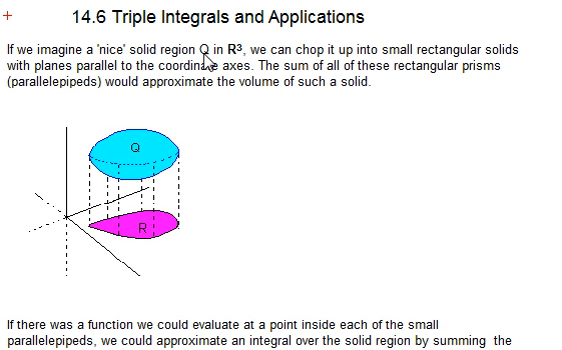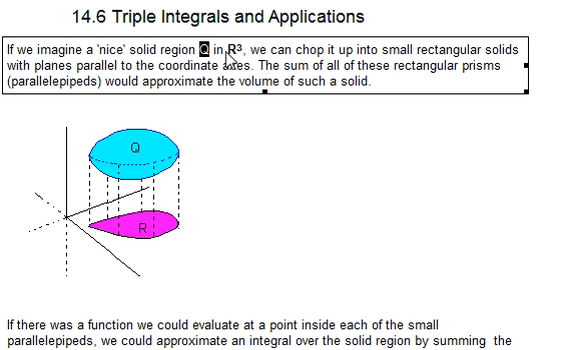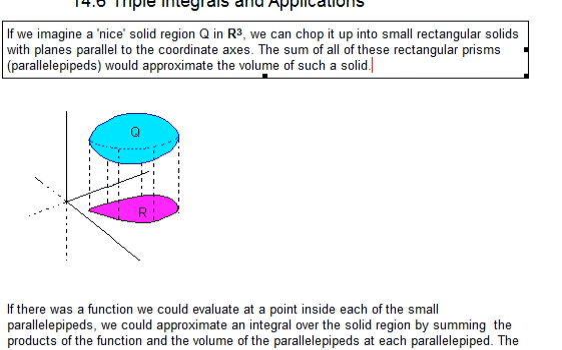So, if we have a solid region Q that's a region in R cubed, as this light blue piece right here is, representing a solid region, we can chop it up into small rectangular solids with planes parallel to the coordinate axes: parallel to the y-axis, parallel to the x-axis, and parallel to the z-axis. The sum of all those rectangular prisms would approximate the volume of a solid like this. And of course that would mean we'd be letting the rectangular prisms' volume approach zero.